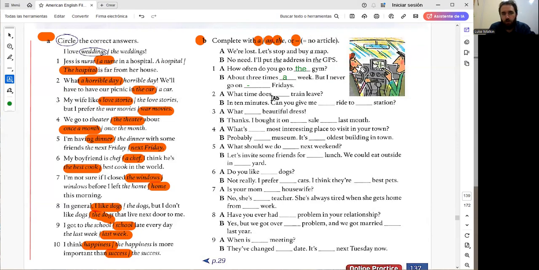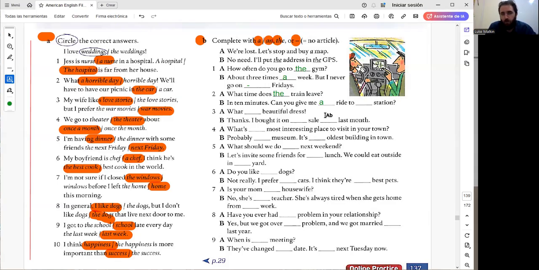Number two, what time does the train leave? Why the? Because we are talking about a specific train. This sentence is only useful if we know exactly the train that we're talking about. So, in ten minutes, can you give me a ride to the station? Rides are not specific, but the station is.